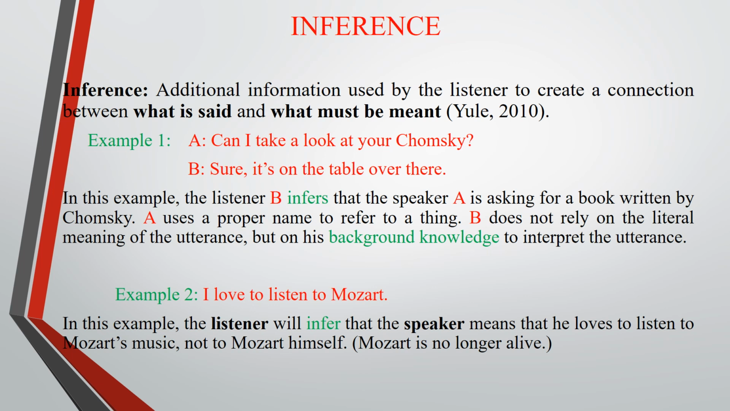In this example, the listener B infers that the speaker A is asking for a book written by Chomsky rather than Chomsky himself. A uses a proper name to refer to a thing, and B does not rely on the literal meaning of the utterance, but on his background knowledge to interpret the utterance. Also, in the example, "I love to listen to Mozart," the listener will infer that the speaker means that he loves to listen to Mozart's music, not to Mozart himself, because Mozart is no longer alive.